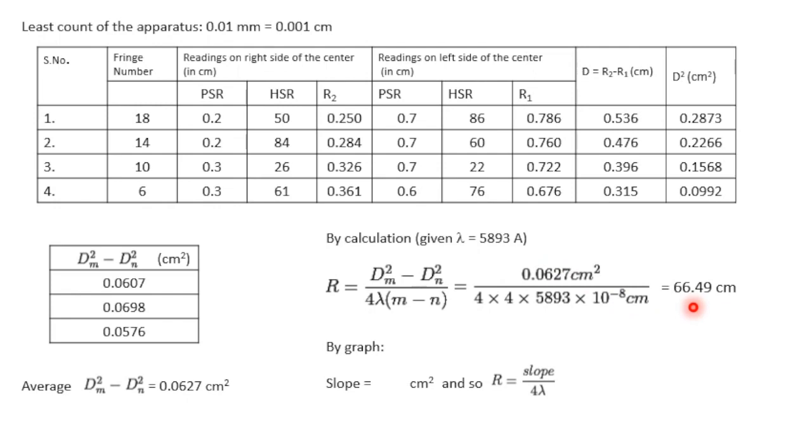centimeters. Now the job is only half done. The remaining job is to plot the graph, and the graph is plotted by plotting these values on the y-axis and these values on the x-axis, and from the graph one can determine the slope and plug in the value of slope in this expression to obtain the radius of curvature of the plano-convex lens graphically.